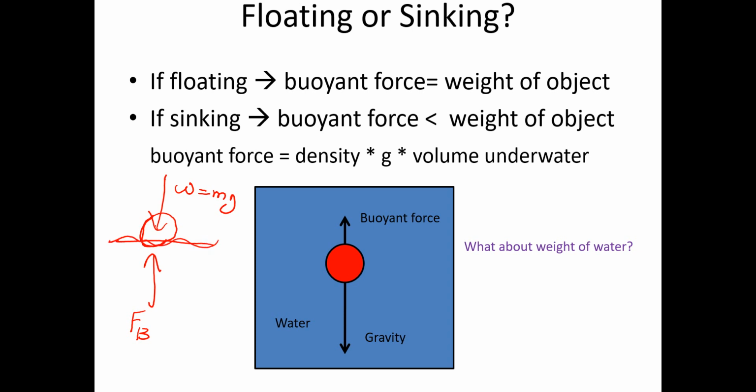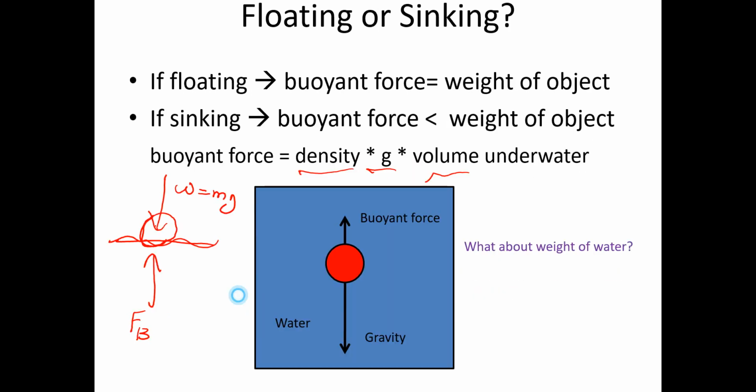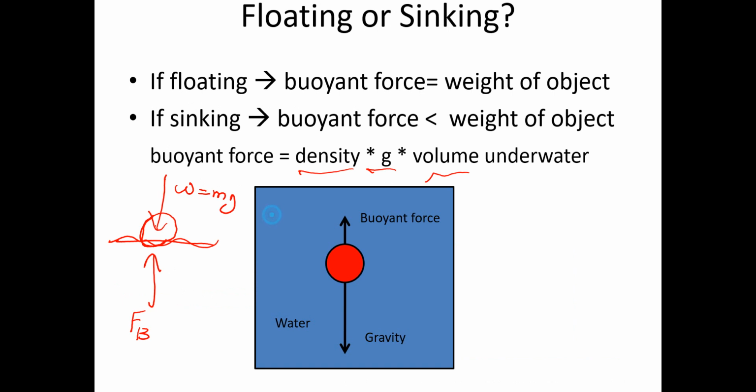If it's sinking, the buoyancy force is less than the weight of the object. That kind of makes sense. And the buoyancy force is density times g times the volume underwater. Again, the density is the density of the fluid, it's not the density of the object. Remember, the density is the density of the fluid. The volume is the volume of the object which is submerged underwater or under the fluid. g is gravity.